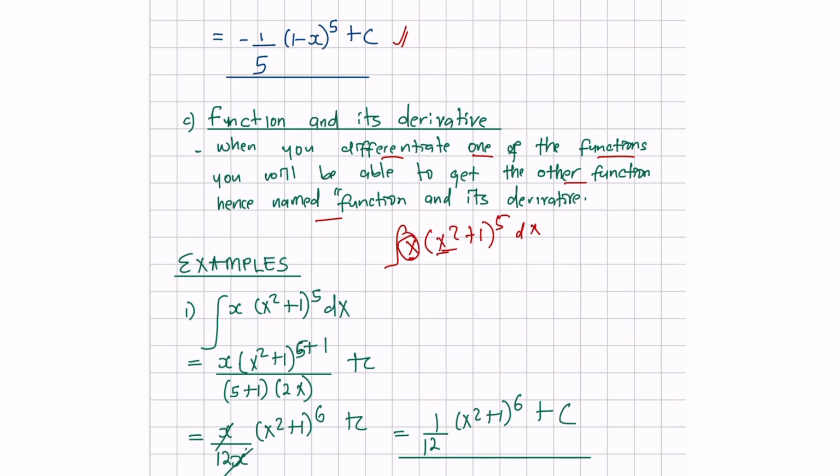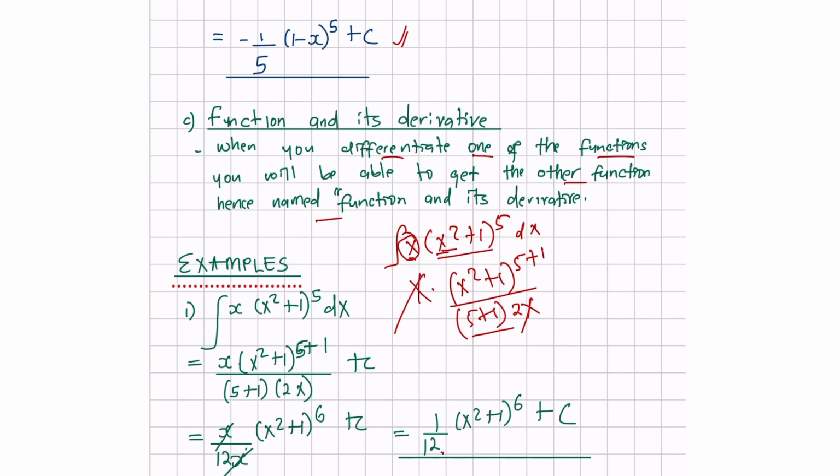So what it means is when you're integrating it, you keep the derivative, which is x, as a constant. Then you come and integrate this one: plus 1, over, you divide by the new power, which is 5 plus 1. Then the derivative of x squared is equal to 2x. So ultimately, x here and x here are going to cancel out, and you're going to be left with 6 on the denominator. So it's 1 over 12, (x squared plus 1) to the power of 6, plus c as your final answer.